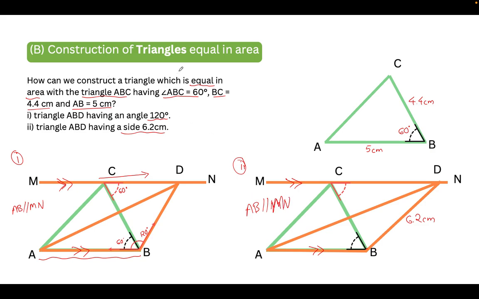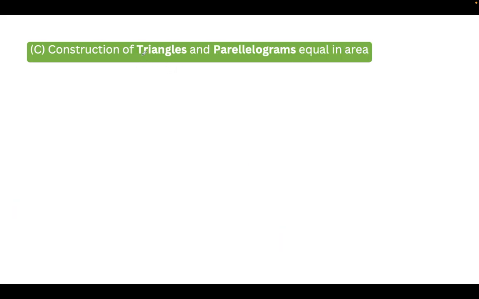Now we will move on to the third problem, that is construction of triangles and parallelograms equal in area. So now let me remind you of theorem 2. Here the area of a triangle is half the area of a parallelogram if they are standing on the same base and between the same parallel lines, which also means that the area of a parallelogram is equal to 2 times the area of the triangle. Okay, now let's see the problem.